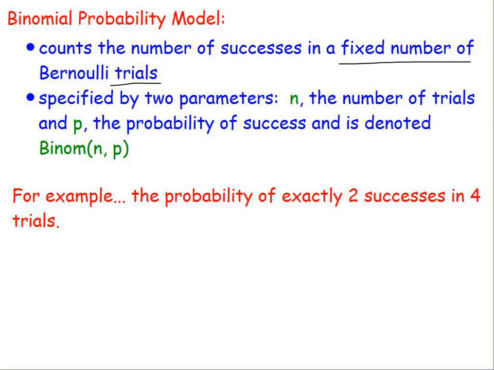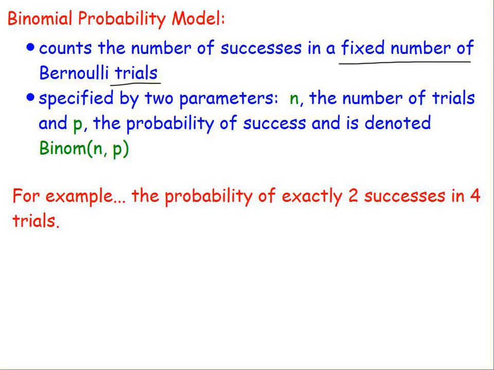You have a set number of trials that you are repeating your experiment. And all we're focused on is how many total successes did you have in that set number. Geometric, there was no set number of trials. You stopped the minute you got your first success. There was only allowed to be one success. Now there can be multiple.